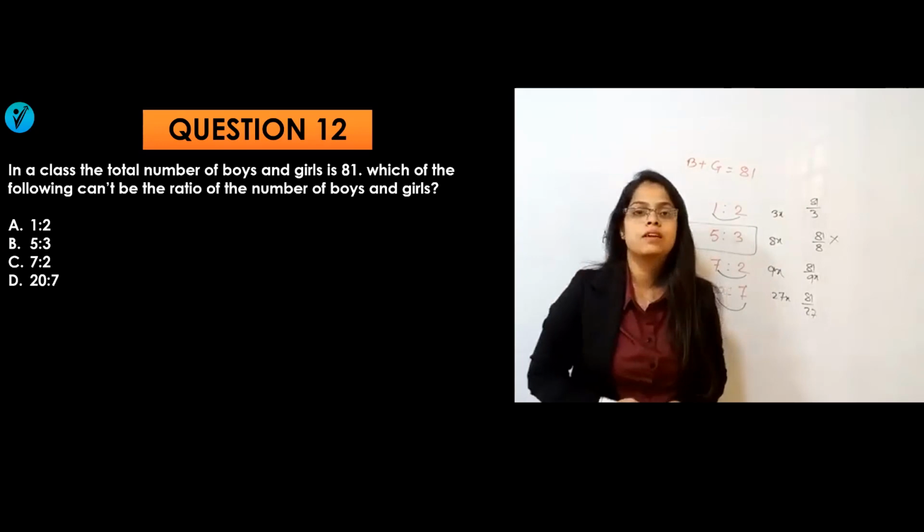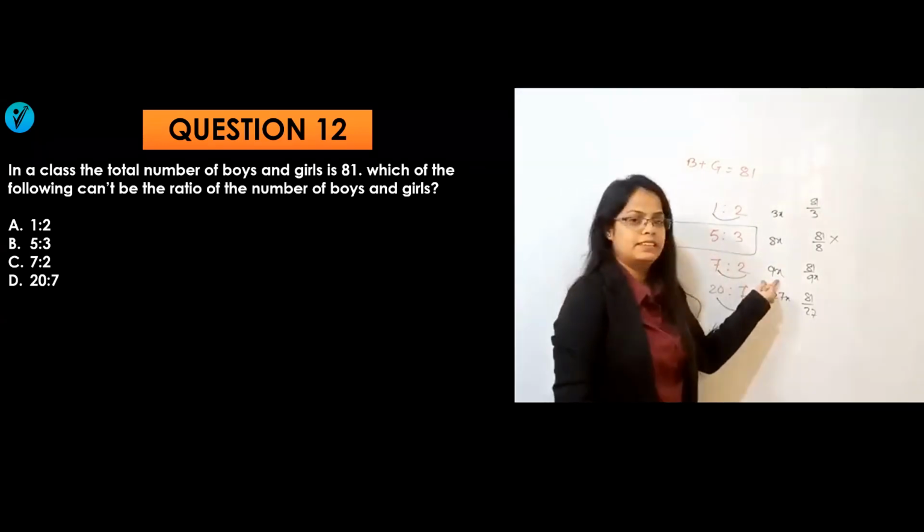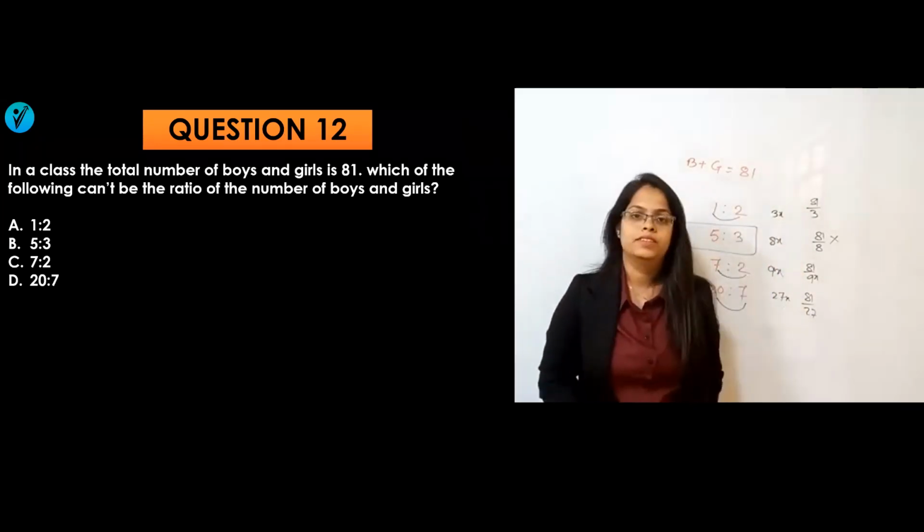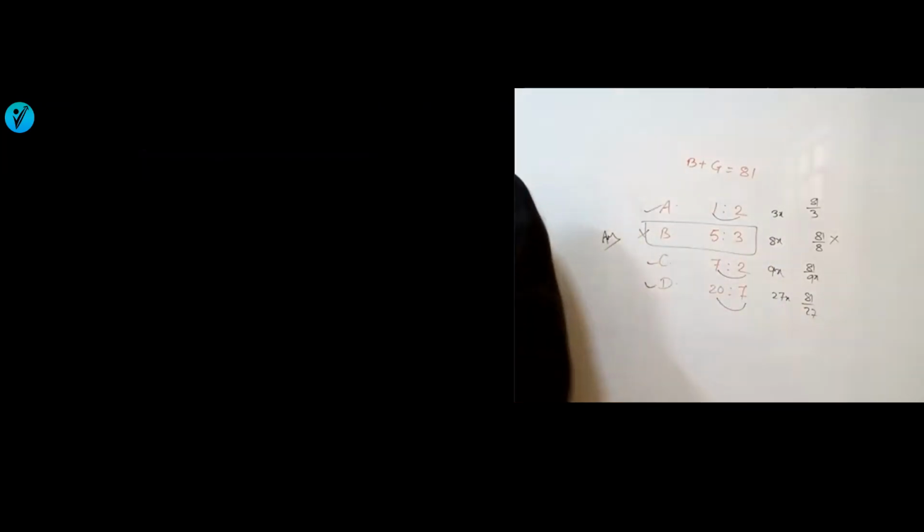Okay. For the sum, I know that I will take this sum. This sum should be divisible by 81. That's it. Now let's go for the next question.